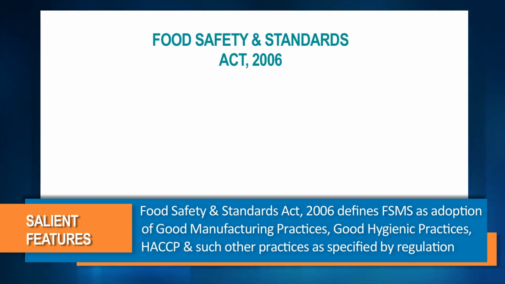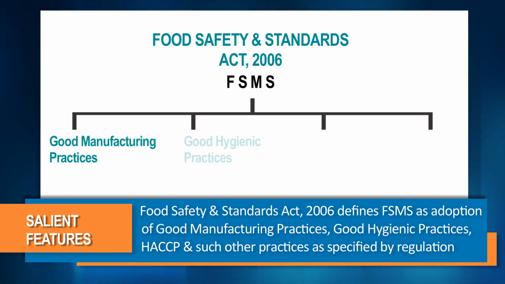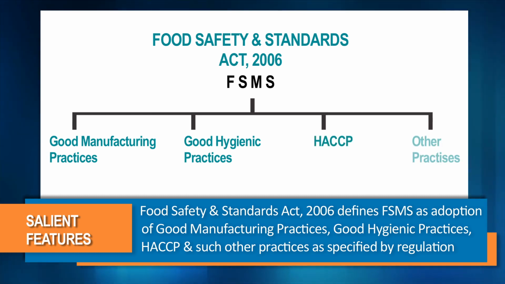Food Safety and Standards Act 2006 defines FSMS as the adoption of good manufacturing practices, good hygienic practices, HACCP, and such other practices as may be specified by the regulation for the food business.